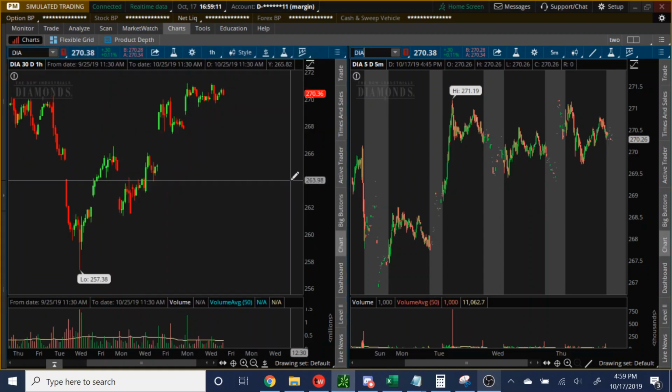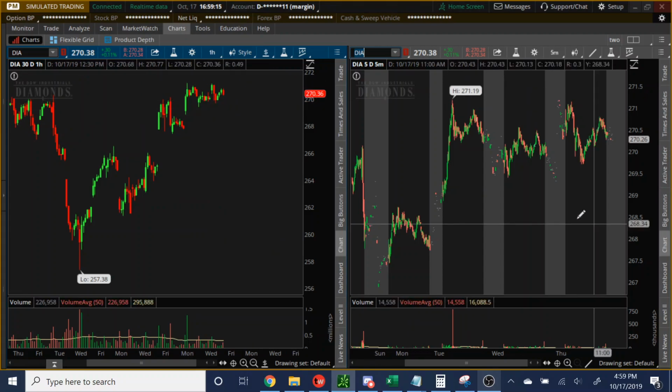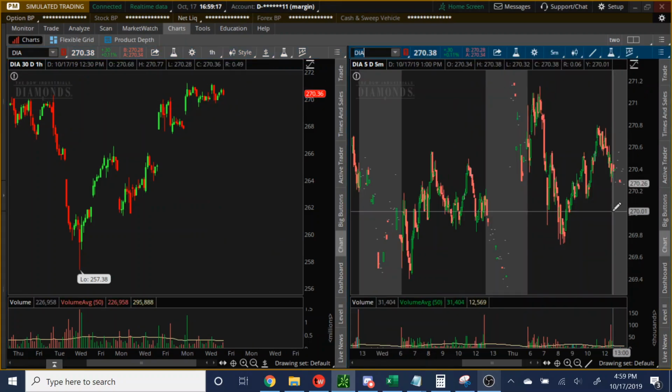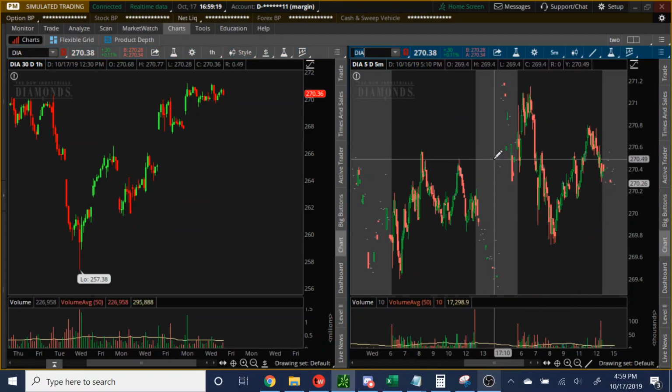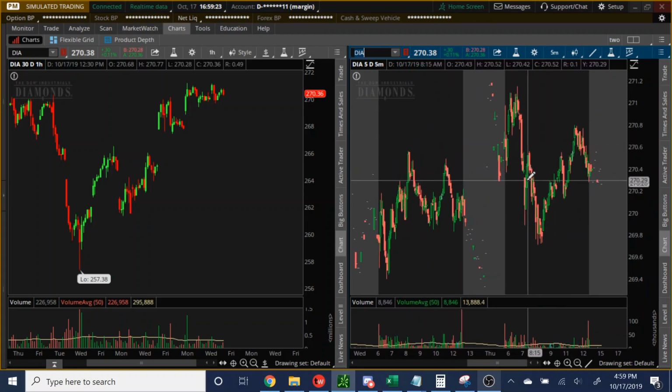I like to see a longer version of the chart, 1 hour, 1 day. I kind of switch that around. And then I tend to keep a 5-minute chart with after hours price turned on my right chart. And so I'll walk you guys through how to do this.